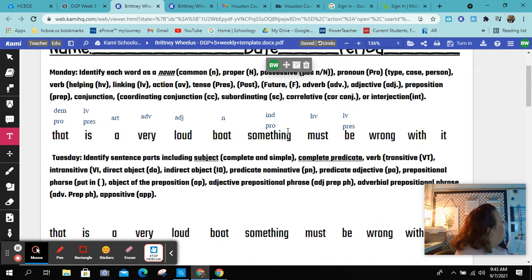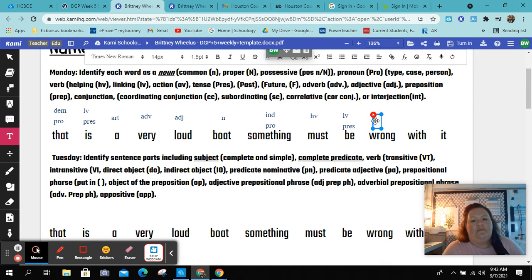All right. Wrong. Sorry, wrong. Now, what is wrong referring to? The boat. It's kind of describing, right? All right. So, what part of speech would wrong be? An adjective. With. With is one of those words that you were supposed to memorize in the 6th grade. Maddie. Preposition. Good. The abbreviation for a preposition is PREP. All right. Now the word it is what part of speech?